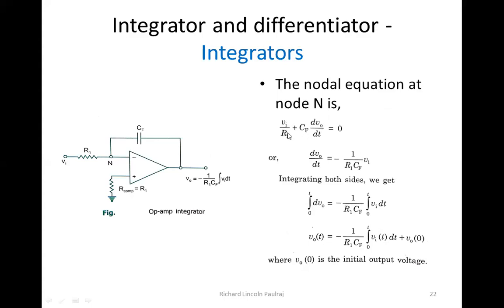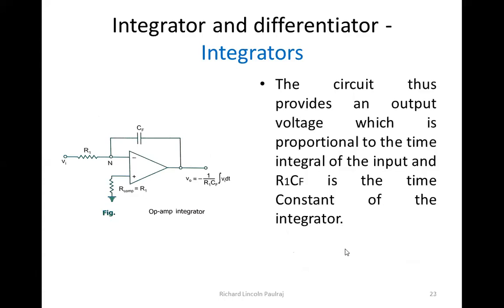We saw that the final value is actually minus 1 by R1 CF times the integral of VI dt. Okay, fine. So R1 CF was playing a very important role in controlling how this integrator functions.